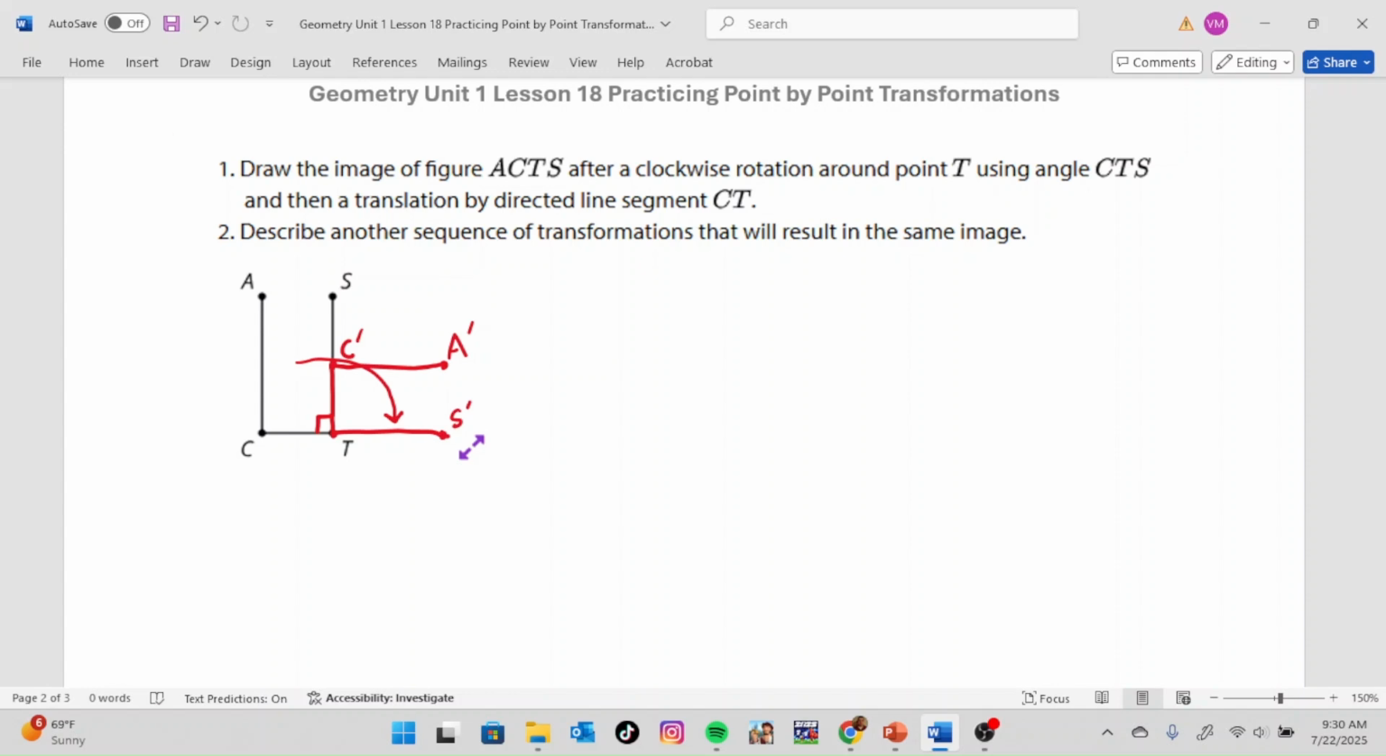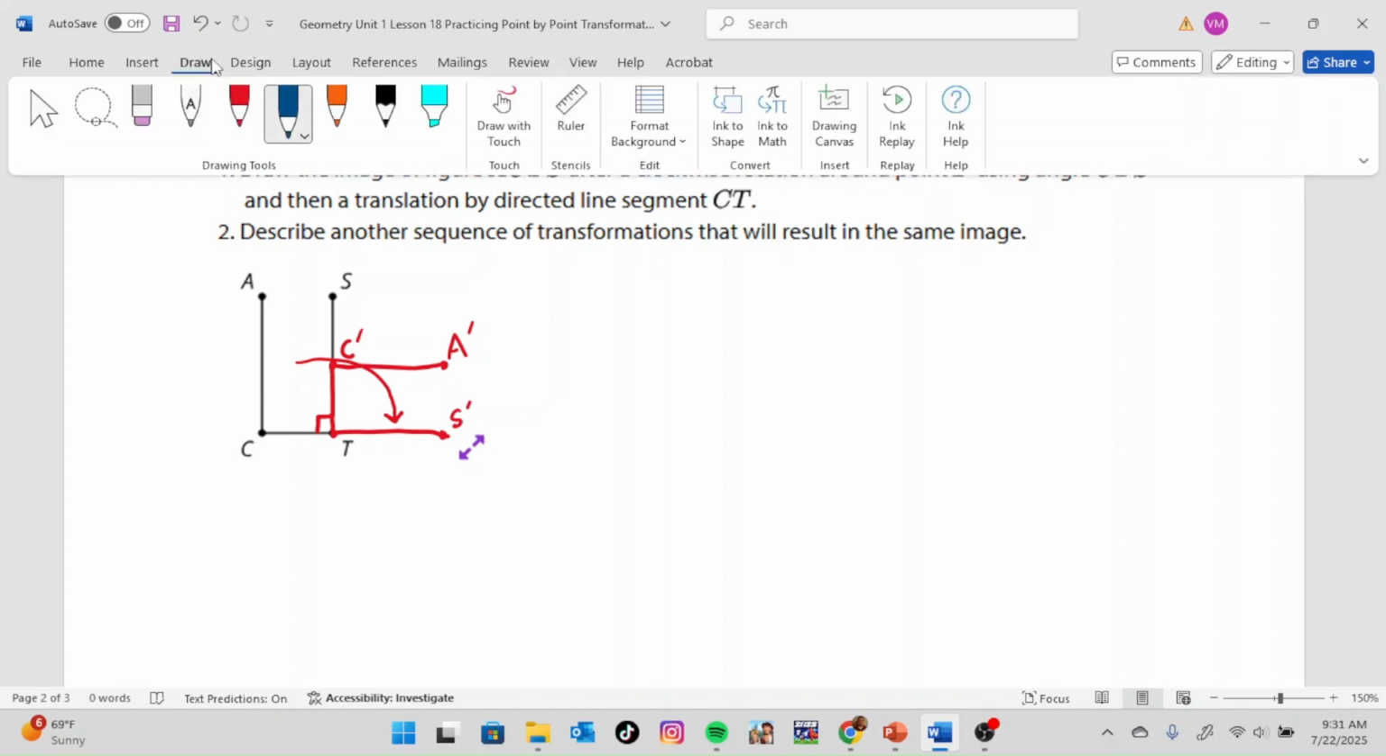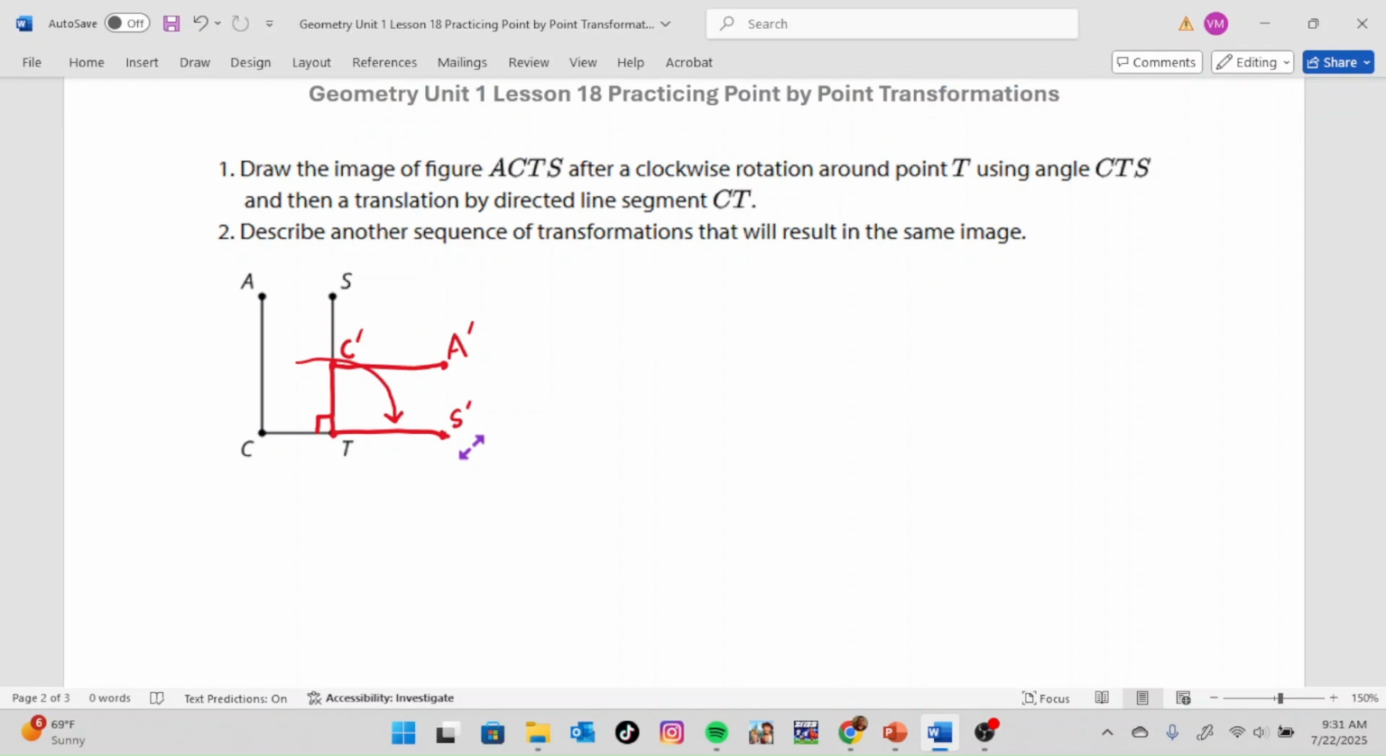Then a translation by directed line segment CT. So the directed line segment CT is going to the right. So we're going to shift everything that same amount. So now when we shift this, we'll have a point right about here that will become T prime.